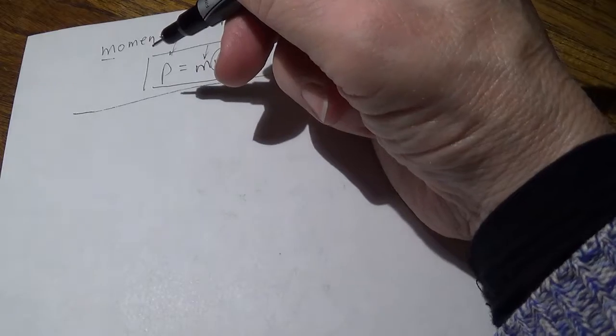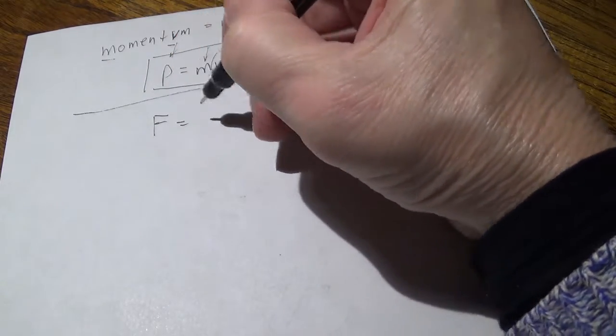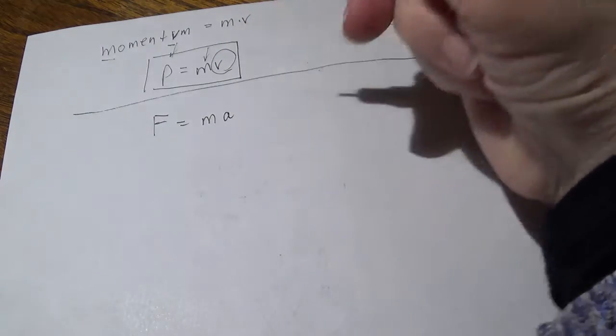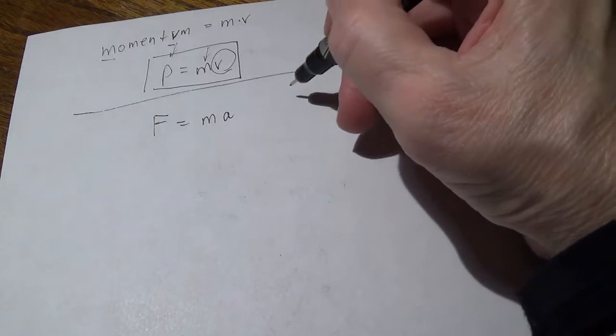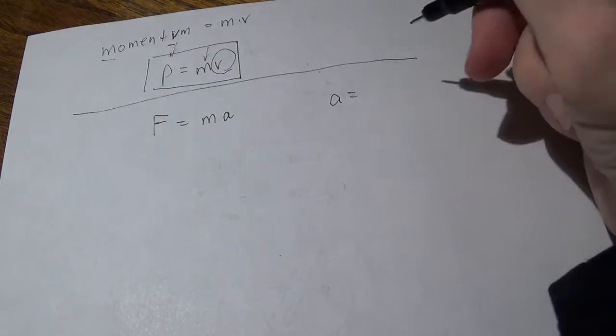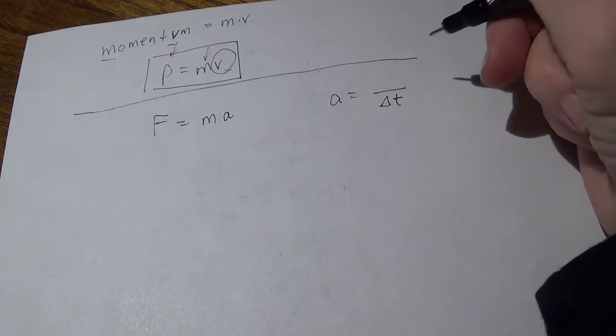So this time we're going to start with an old friend, force equals ma. And force equals ma is going to be replaced because acceleration is what over change in time? This was like mod 1.